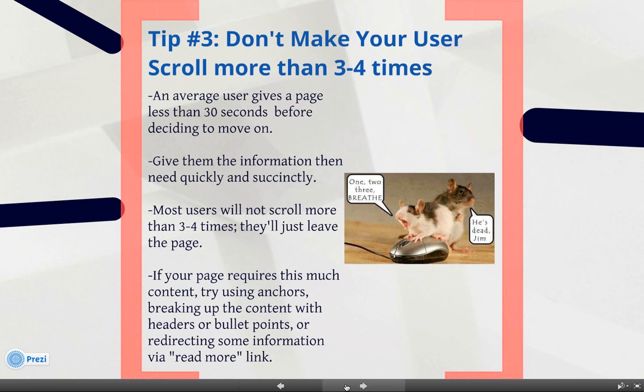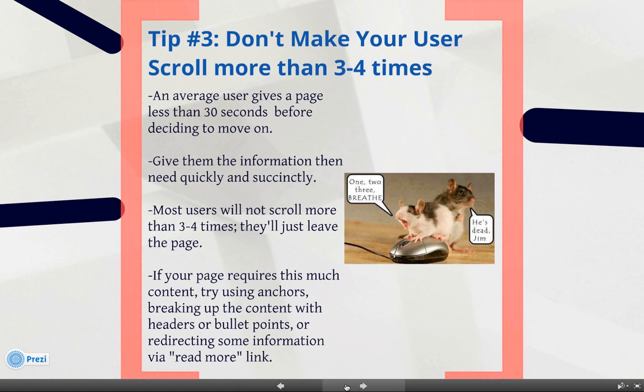And what I mean when I say scroll 3 or 4 times, that little rolly ball on your mouse, you can see it in that picture there with those 2 mice. If they have to scroll that little thing more than 3 times, they're going to give up on that site. So the average user gives a page 30 seconds or less before deciding to move on. So if you don't give them that information that they need quickly, succinctly, and right at the top of the page, they're just going to move on.